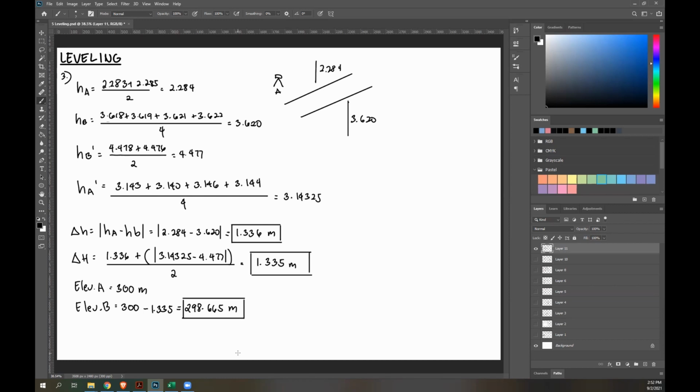Do you have any questions? Again, please answer in the chat. Okay. Yes, the lower reading is the point of higher elevation. Okay, the lesser reading.